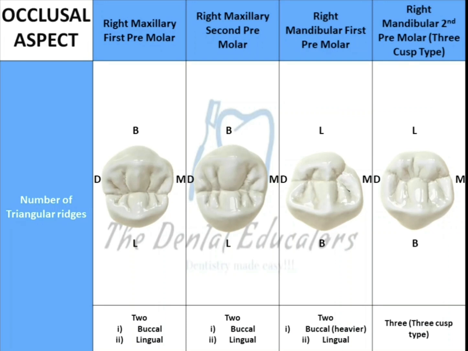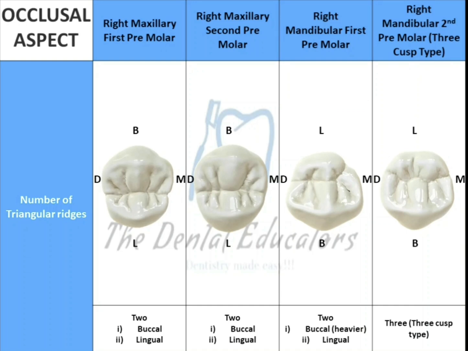The term triangular ridges describes a linear elevation of triangular shape, with the point of the triangle towards the cuspal tip and the base of the triangle towards the central developmental groove. Each well-developed cusp tends to have a triangular ridge extending from the cuspal tip to the central developmental groove.